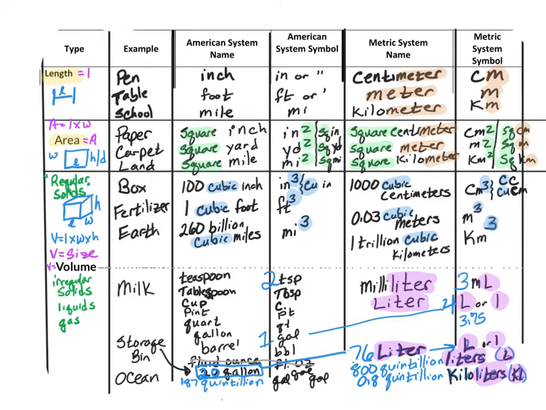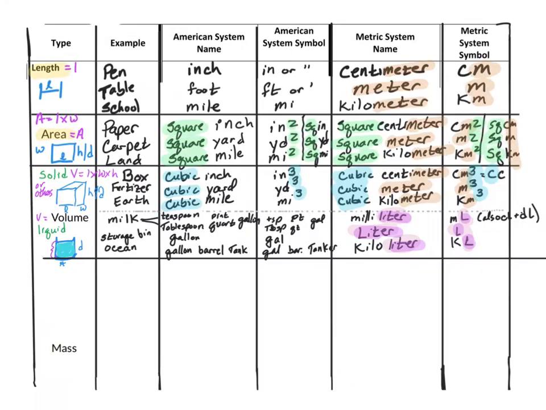And now we're going to look at the mass of objects. Mass measures how much matter is present. But mass is only effectively measured in the metric system. In the American system, we actually use something called weight. The weight is dependent upon the gravitational force that is pulling on it. On Earth, we have the force of gravity from Earth. On the moon, we only have the force of the moon's gravity, which will make us weigh less.